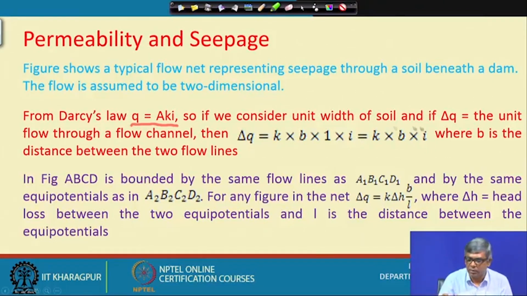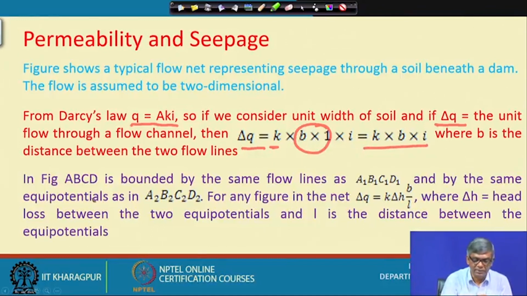Since it is a small unit, I can write for each flow channel in the flow net, del Q equals K times B into 1, the width through which it is passing, and i is the hydraulic gradient. So, if B is taken as 1, it becomes K B into i.